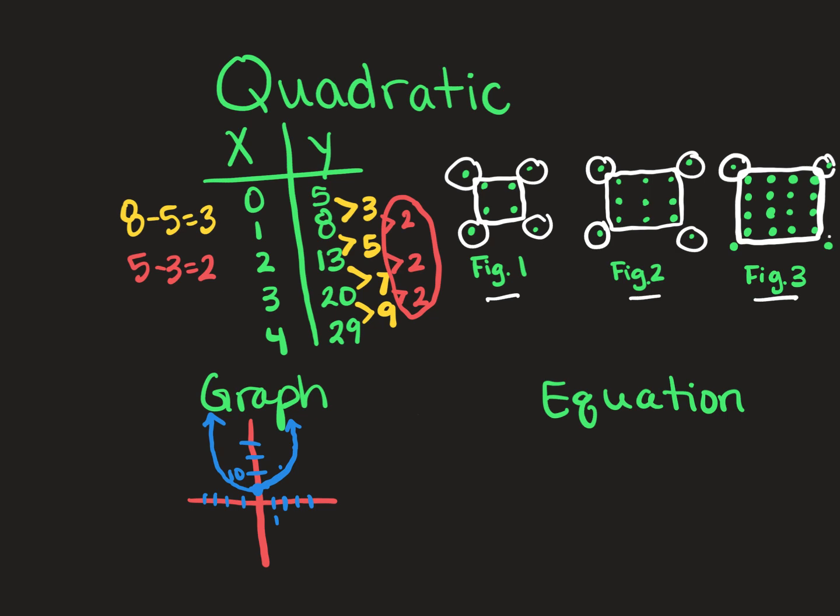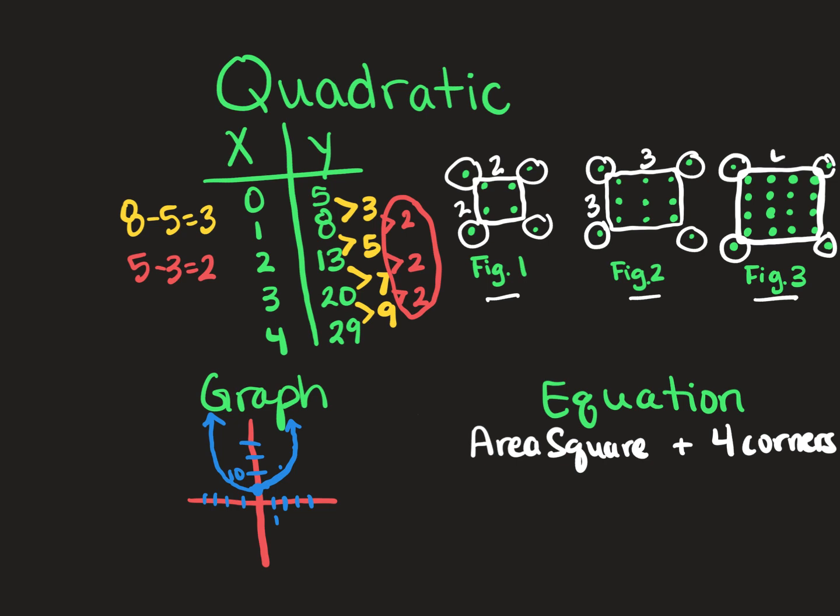So if we break it into pieces, we need to get the area of the square and add it to those 4 corners. So for the area of the square, I'm looking at figure 1. It's a 2 by 2 square. It has 2 dots across and 2 dots down. Figure 2 is a 3 by 3, and figure 3 is a 4 by 4.